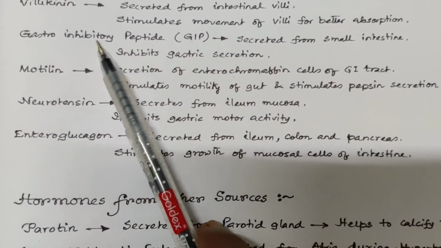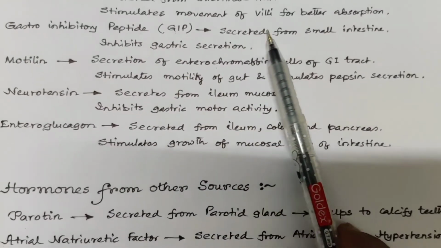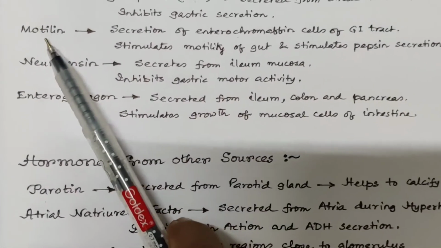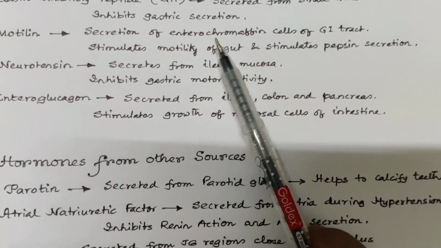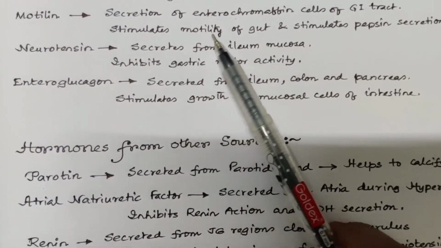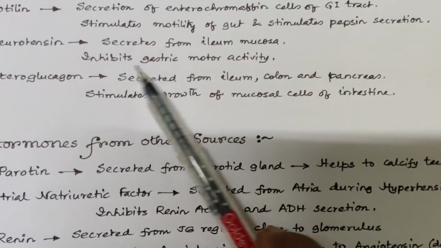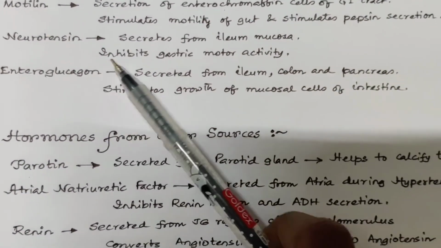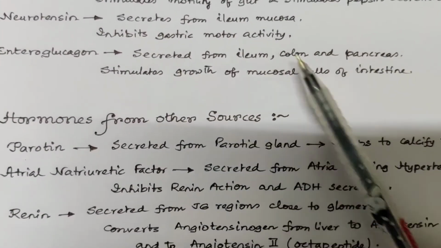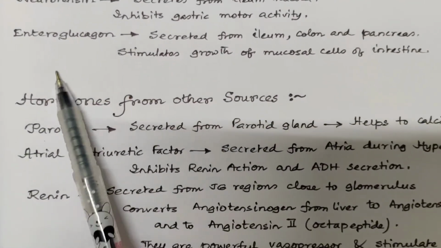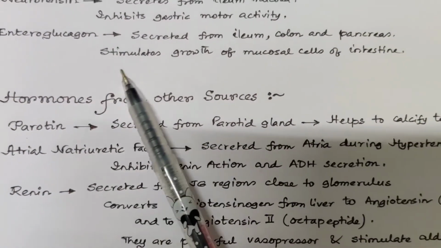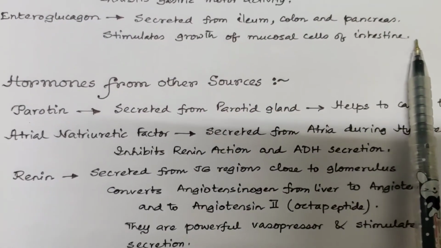Then gastroinhibitory peptide, also known as GIP, is secreted from the small intestine. It inhibits gastric secretion. Then we come to motilin, which is secreted by the enterochromaffin cells of the GI tract. It stimulates motility of the gut and stimulates pepsin secretion. Neurotensin is another hormone which is secreted from ileum mucosa. It inhibits gastric motor activity. Then enteroglucagon is secreted from ileum, colon and pancreas. It stimulates growth of mucosal cells of intestine.